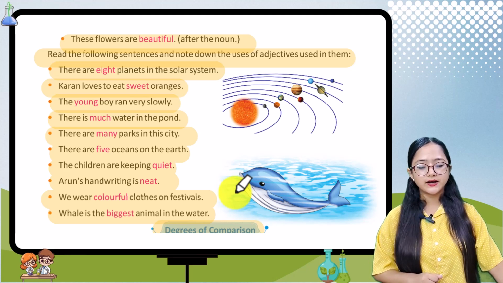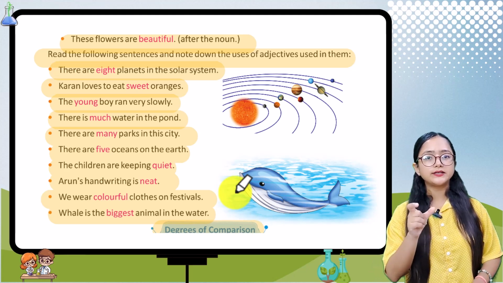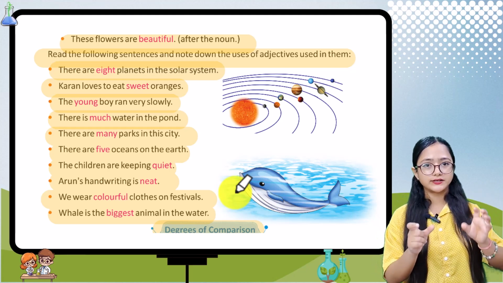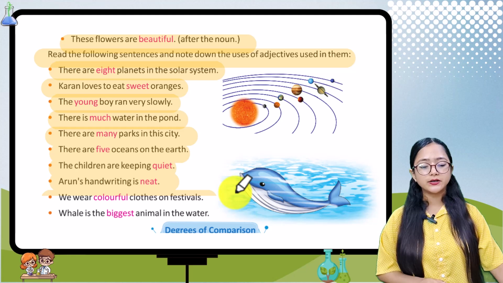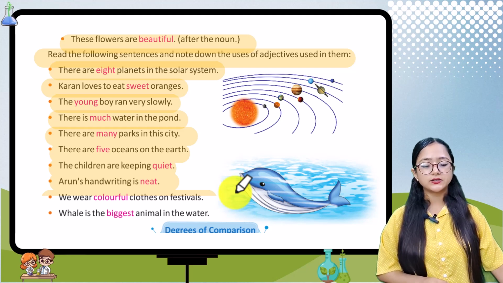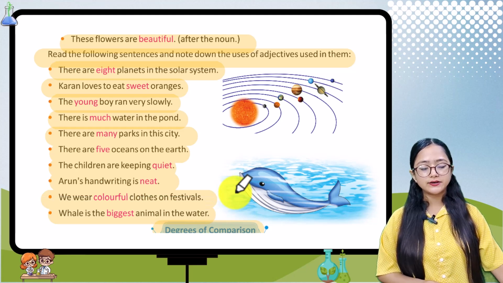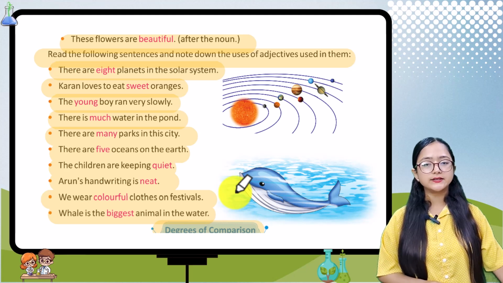Now next one is Karan loves to eat sweet oranges. Okay, so the word sweet is coming before the word oranges. Okay, sweet is the adjective. Next one, the young boy ran very slowly. Okay, young is the adjective. Next one, there is much water in the pond. Much is also the adjective. Next one, there are many parks in this city. Okay, next, there are 5 oceans on the earth. Next one, the children are keeping quiet. Next one, Arun's handwriting is neat.